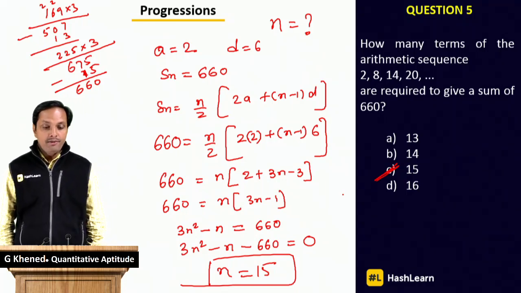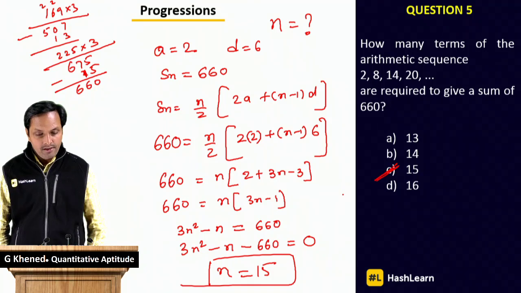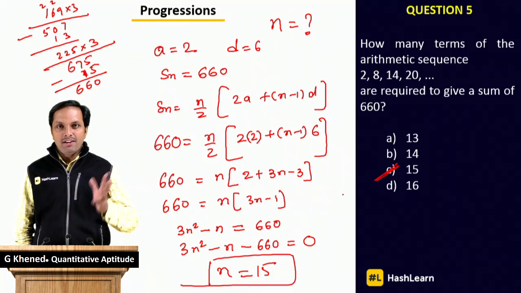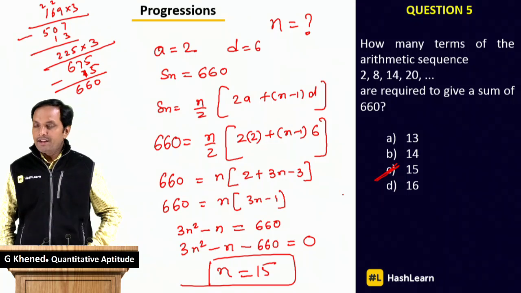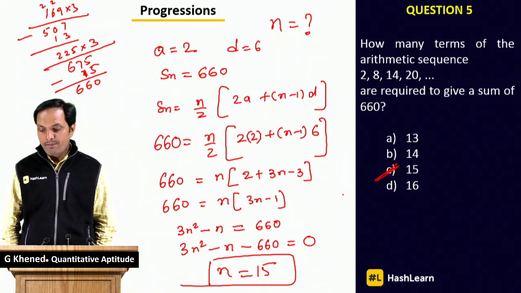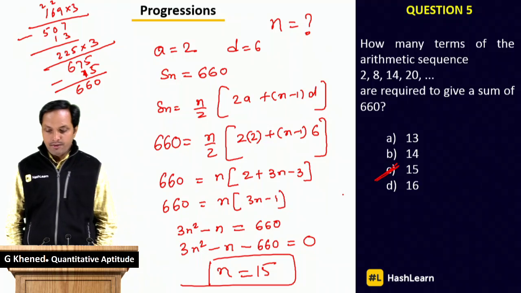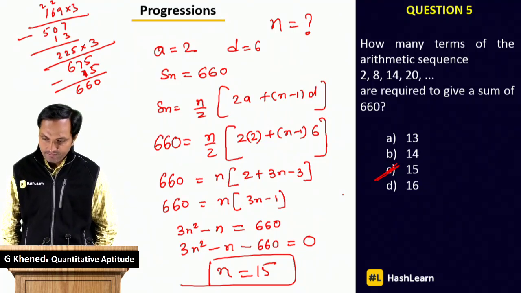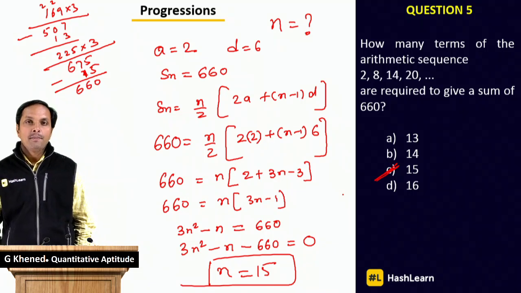So we checked with n as 13. We were getting 507 minus 13, which is smaller than 660. So I am increasing the number. Instead of 14 I am taking 15 and substituting and checking. That satisfies and gives you 0. That is the right choice. Is it clear?